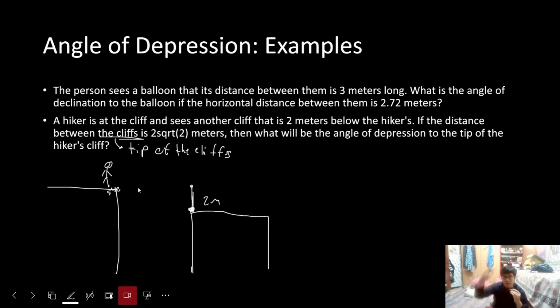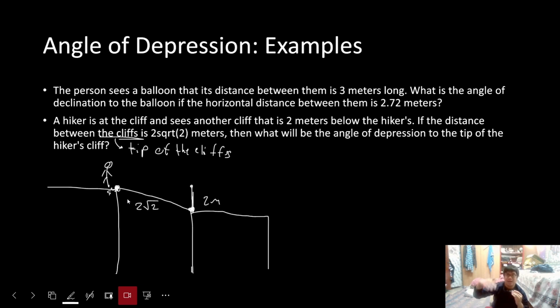So meaning, vertically speaking, its distance between the tip of its cliff and the hikers is 2 meters. Now here, the distance between the cliffs, I mean the tip of the cliffs, meaning from here up to here, is 2 square root of 2 meters, then what will be the angle of depression of the tip of the hiker's cliff? So again, where would you draw an angle of depression?